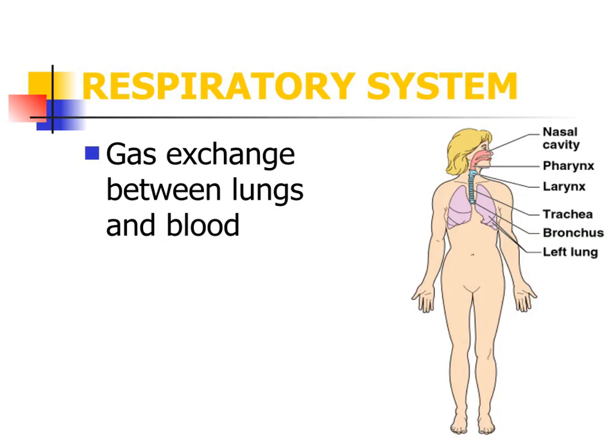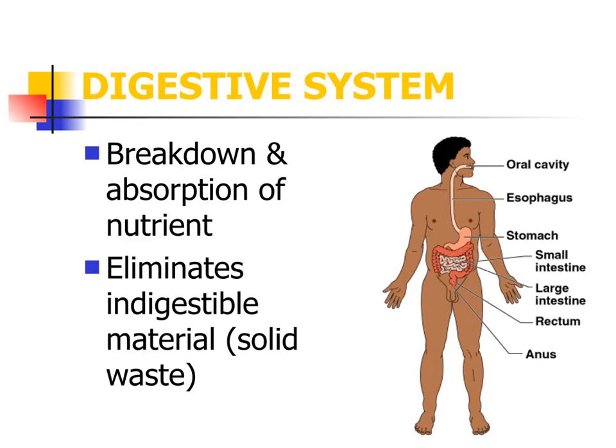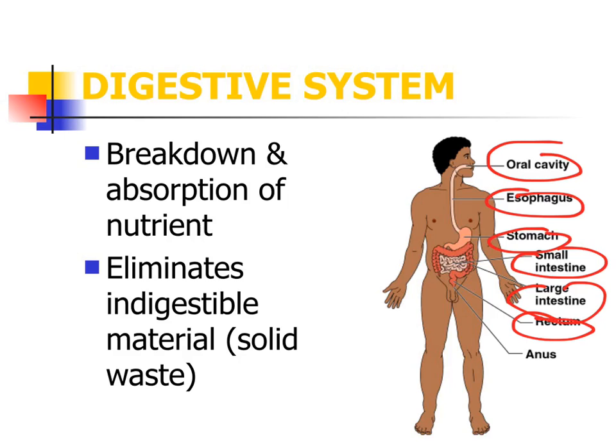The respiratory system's job is the exchange of gases. Specifically, the gases we're talking about are oxygen and carbon dioxide. The major organs of the respiratory system are the nasal cavity, the pharynx, the larynx, the trachea, the bronchi, and the lungs. The digestive system's job is to break down and absorb nutrients and to eliminate the solid, indigestible material in the form of feces. The organs that belong to the digestive system are the oral cavity, the esophagus, the stomach, the small intestine, the large intestine, the rectum, and the anus.